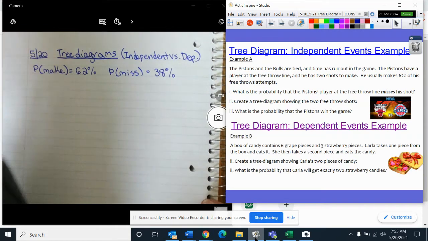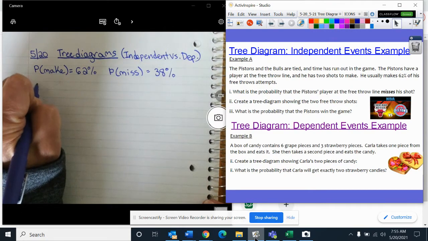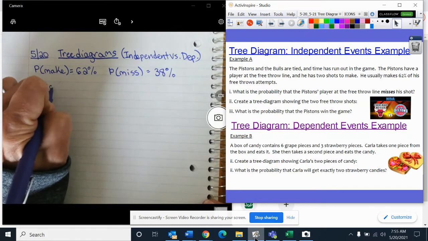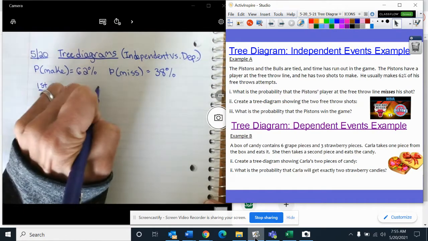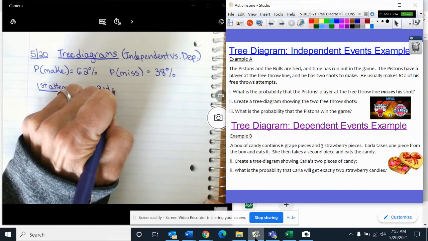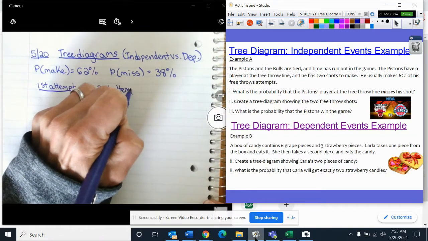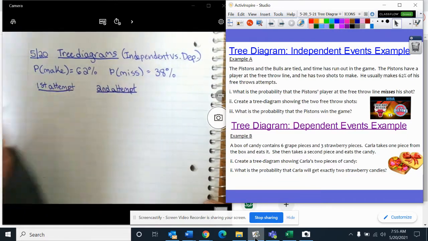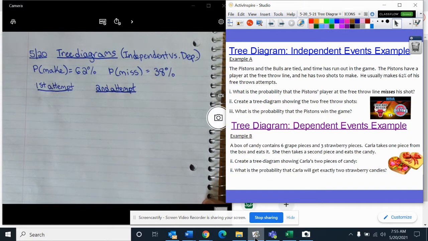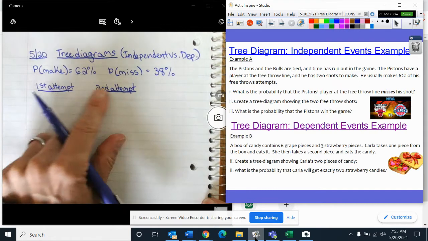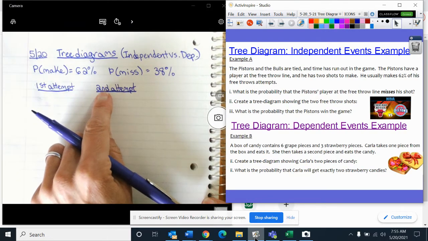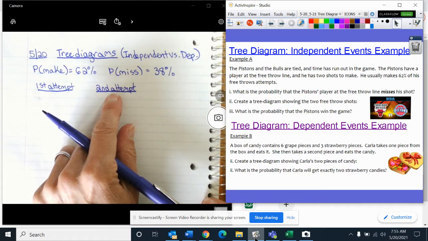And so what we want to look at is one attempt, and then a second attempt. 2 free throws, and they're tied. So the Bulls and the Pistons are tied. So if they make the first one, they could win. Or if they make the second one, they could win also. Or if they make both, they just won by 2 points.